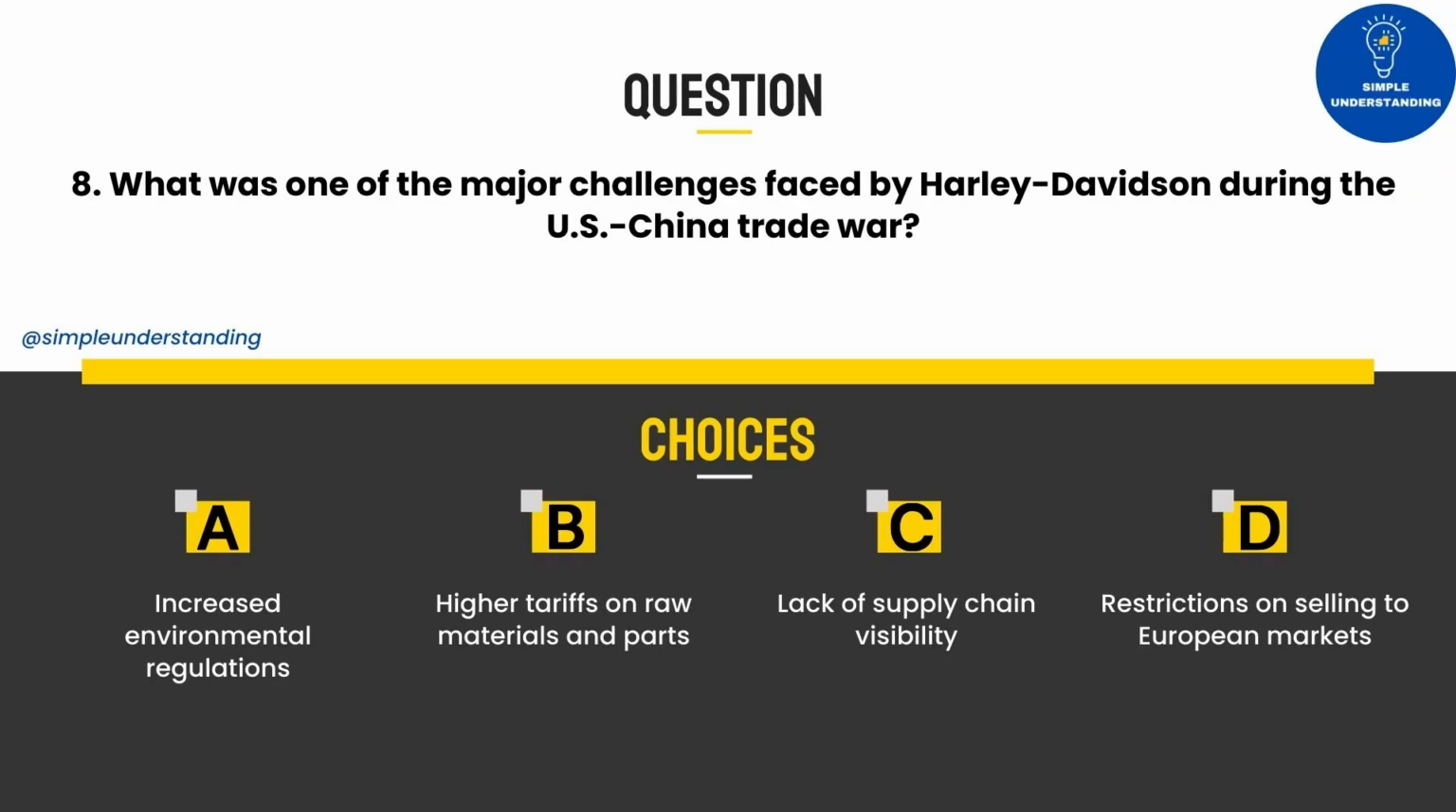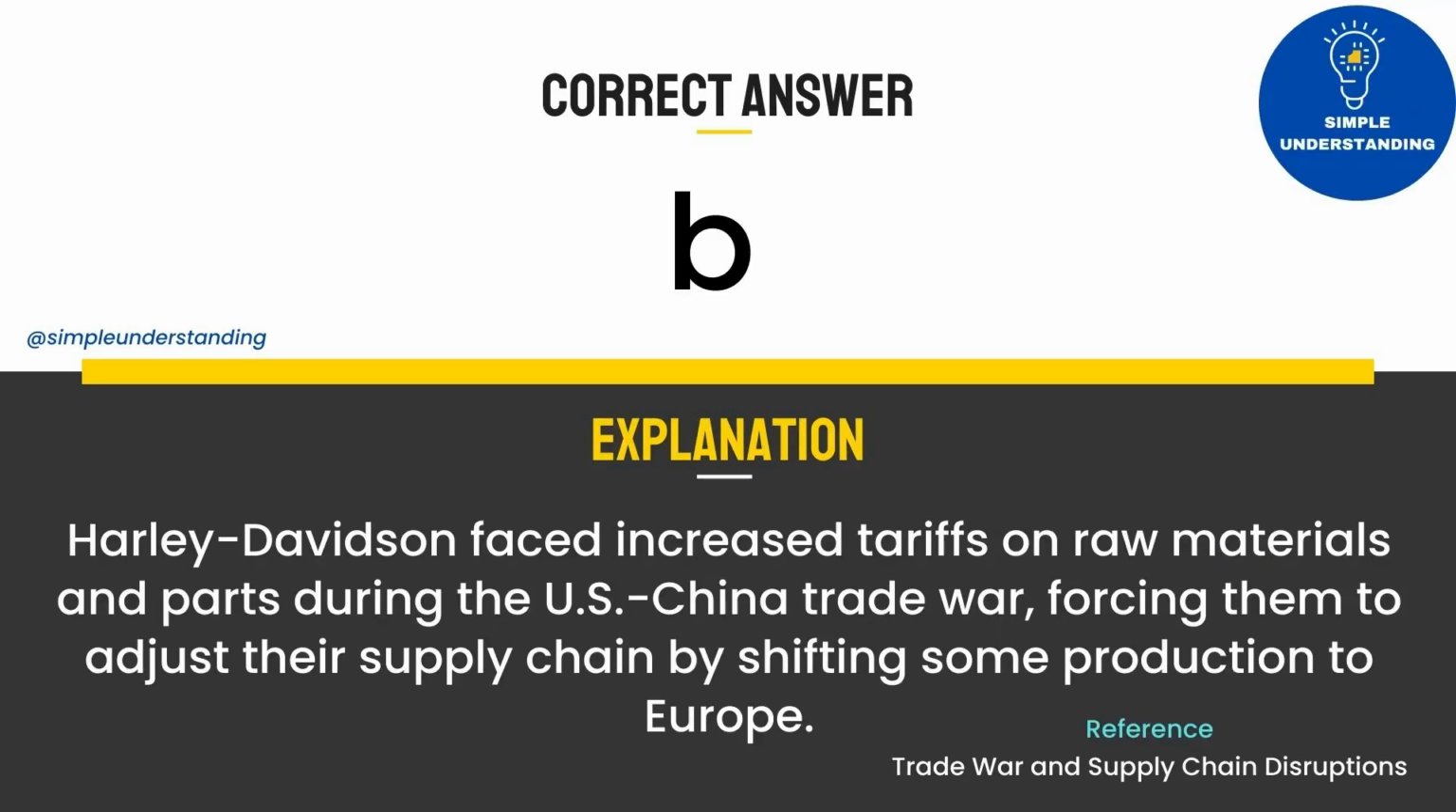8. What was one of the major challenges faced by Harley-Davidson during the U.S.-China trade war? A. Increased environmental regulations. B. Higher tariffs on raw materials and parts. C. Lack of supply chain visibility. D. Restrictions on selling to European markets. Answer B. Overall explanation. Harley-Davidson faced increased tariffs on raw materials and parts during the U.S.-China trade war, forcing them to adjust their supply chain by shifting some production to Europe.